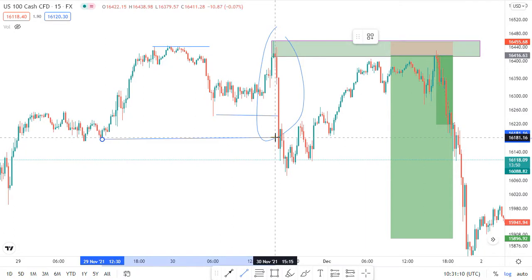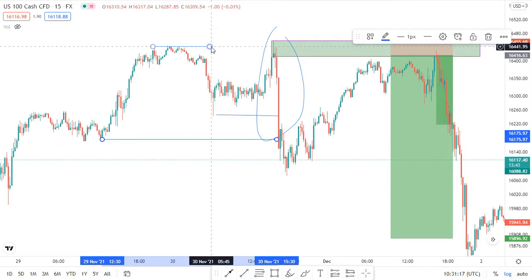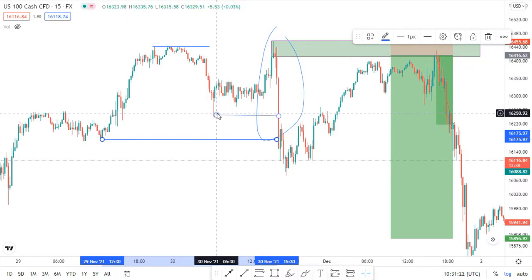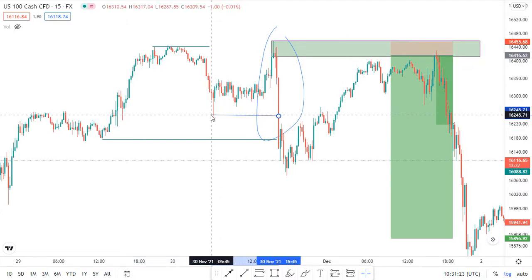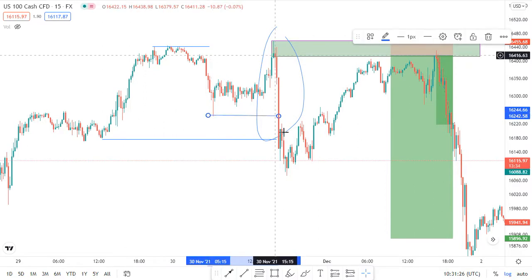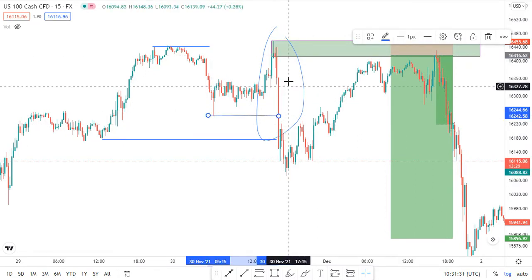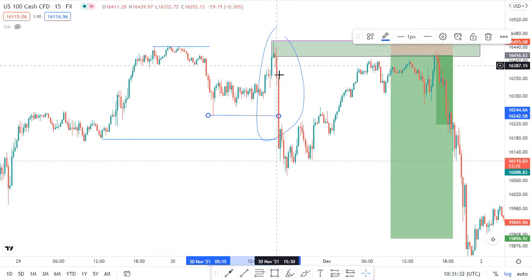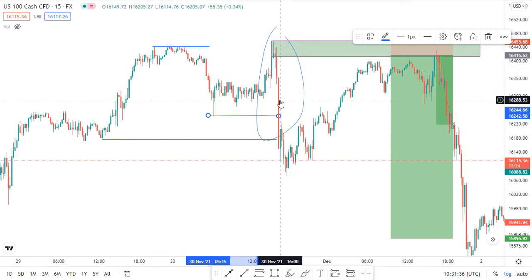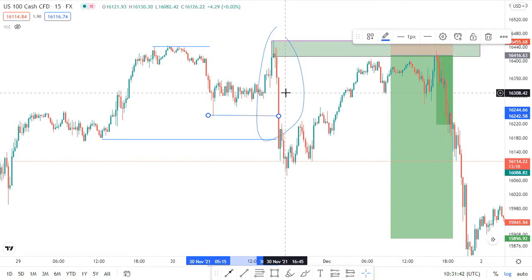I was confirming it by three things that it's valid. First of all, it took out liquidity of retail traders. Second of all, it breaks the structure. Thirdly, it's an impulsive move. What do we mean by impulsive move? You can see that this one was not done by only retail traders. It was done by people who have money, or institutions which have a lot of money.